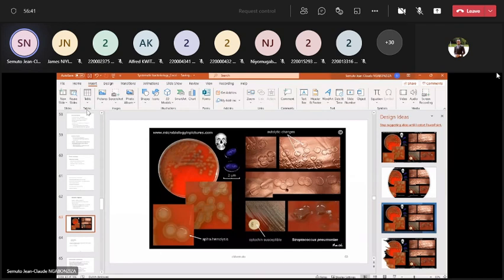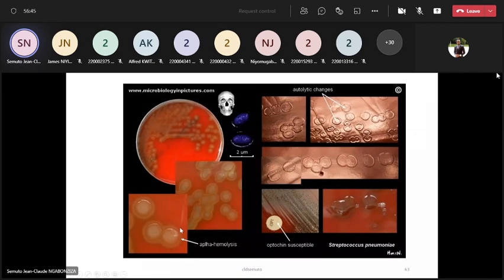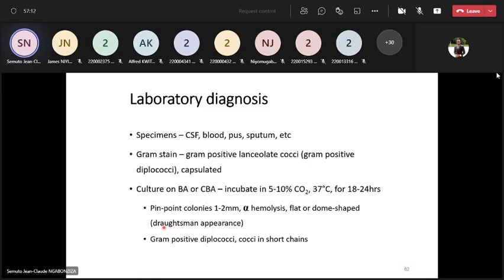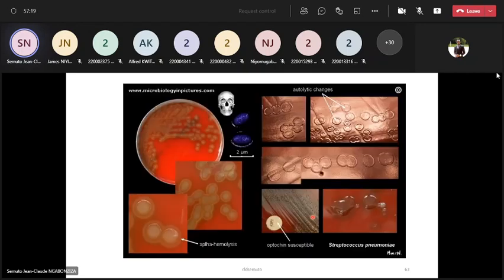So I just wanted to show you how the colony looks. They are alpha hemolytic, and they are optochin susceptible, as we said, and the colonies have autolytic changes starting from inside. That is the characteristic that we said, the draughtsman appearance, dome shaped. They start rising from inside, with autolytic changes. By visualization, they are really typical colonies.